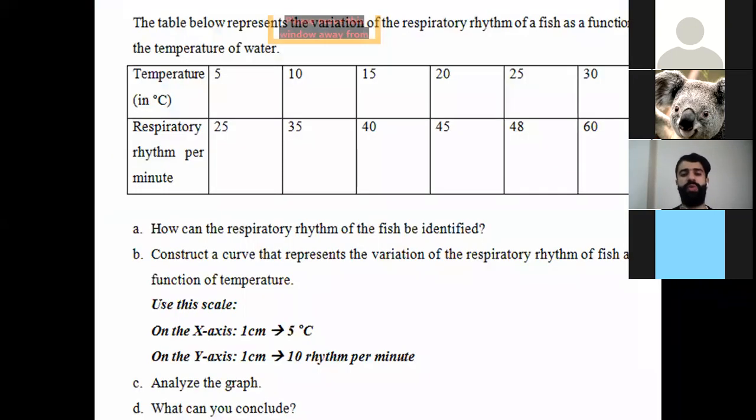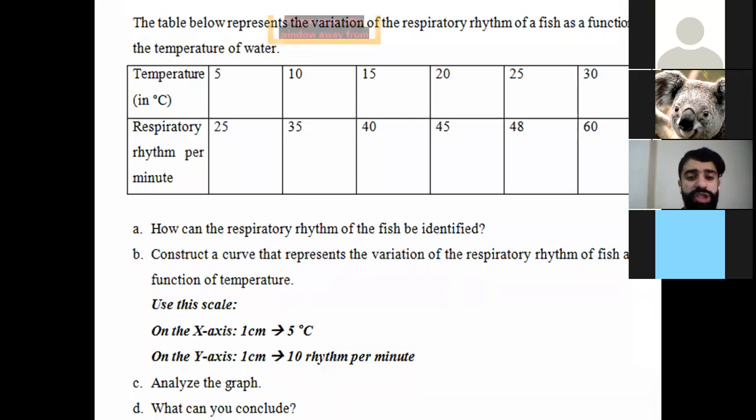Here we move to the worksheet. First of all, we have this worksheet. The table below represents the respiratory rhythm of a fish as a function of the temperature of water. How can the respiratory rhythm of the fish be identified? How can we know that the fish is breathing? Either by the movements of the mouth and the operculum. If the mouth is open, operculum is closed, it's inhaling. While if the mouth is closed, operculum is open, exhaling.